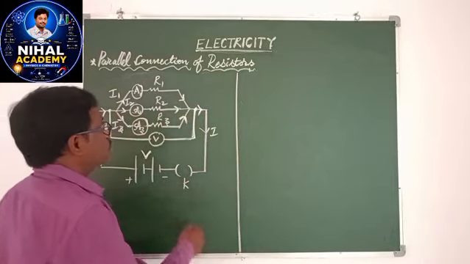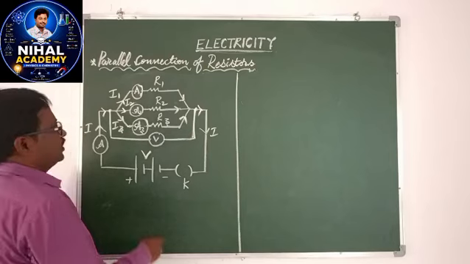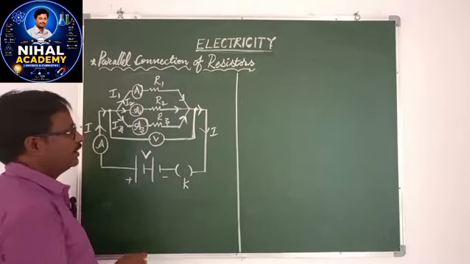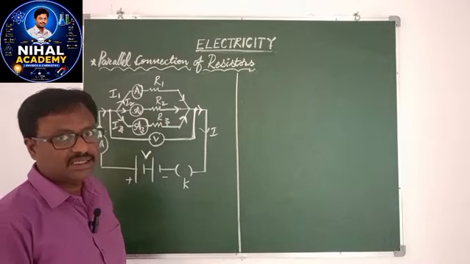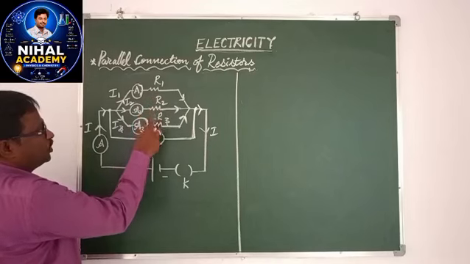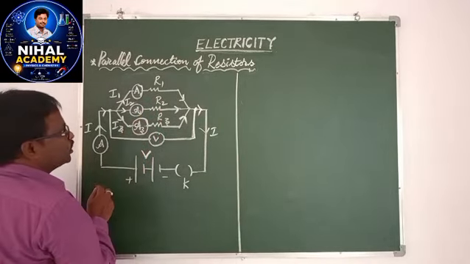Today we will discuss a small topic, parallel connection of resistors. When we connect the resistors in parallel connection, what about the total resistance? Here three resistors R1, R2, R3 are connected in parallel. So what is the parallel connection?